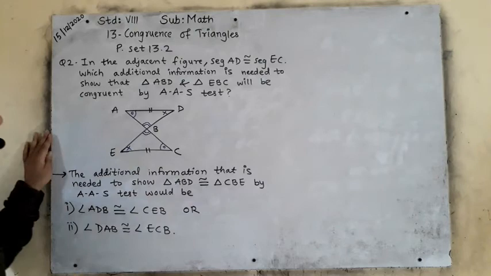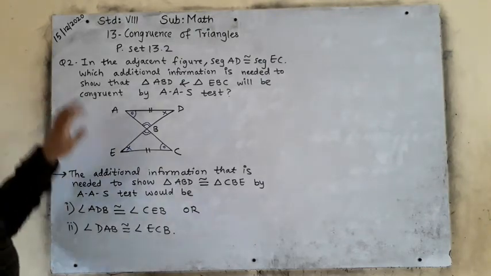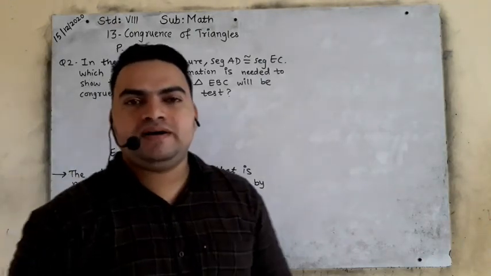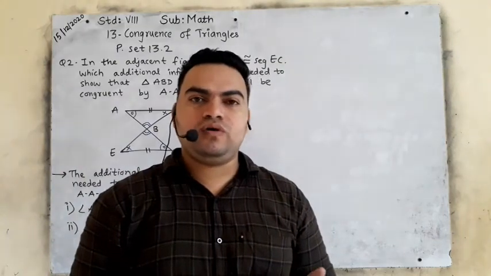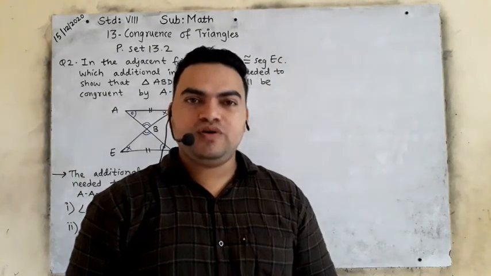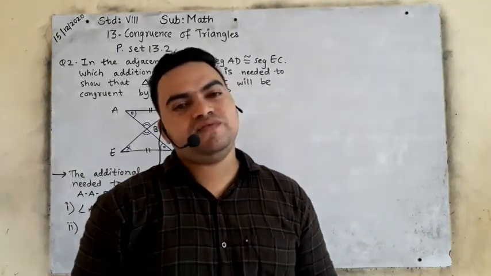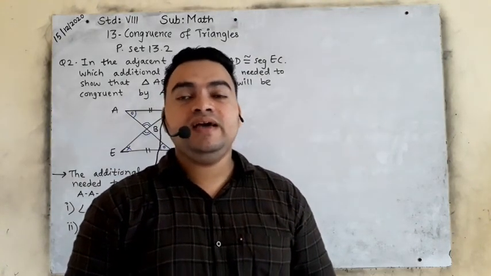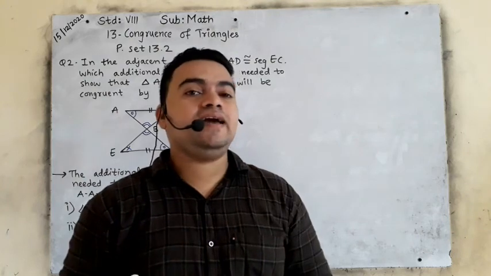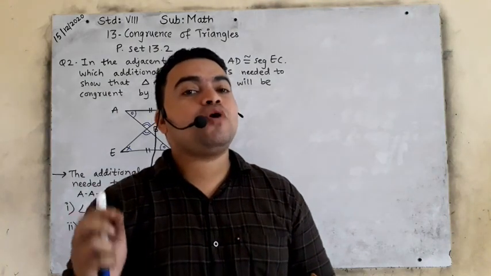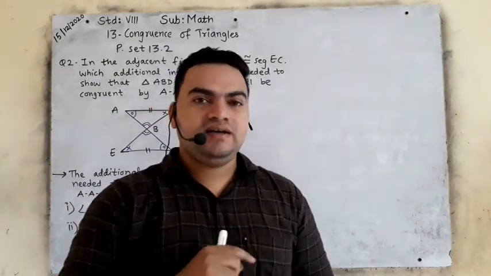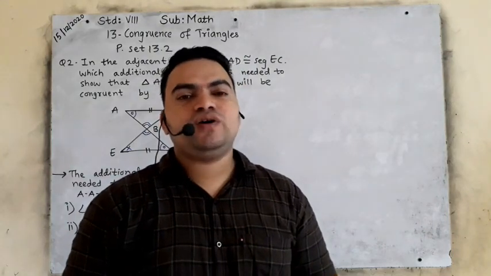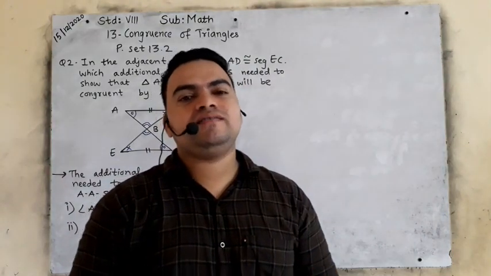I hope you understood question number 2, and here we finish chapter number 13, congruence of triangles. I hope you understood the explanation and everything is very easy. Remember, we have to observe the figure very carefully, we have to read the given identical marks, and we have to write the proper order of corresponding sides and corresponding angles. So I hope you understood. Best of luck. Thank you so much.